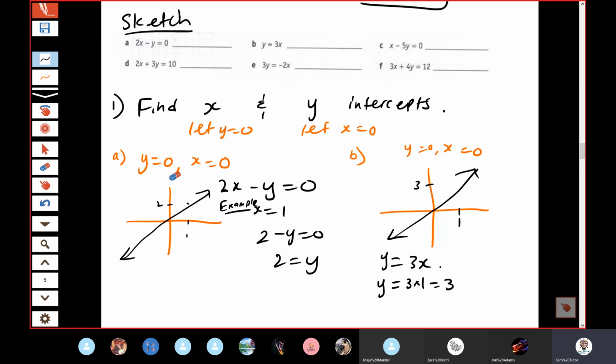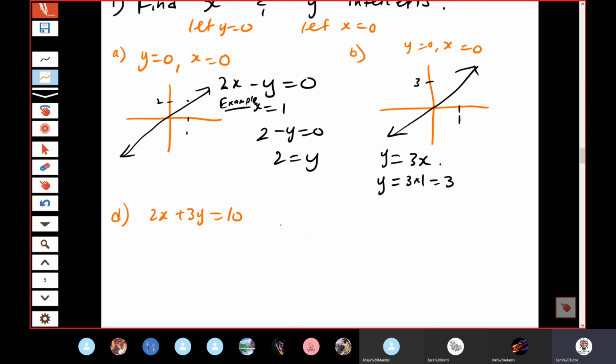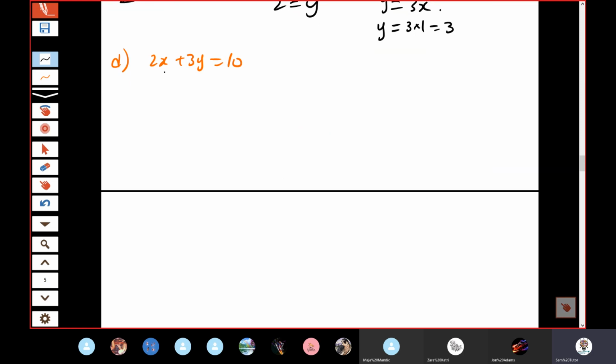Let's do D for a second. I want to show you something that you guys are probably more comfortable with. D, 2x plus 3y equals 10. Again, find x-intercept. X-intercept, you let y equal to 0. So the y value is 0. So that looks like this. 2x equals to 10. Yep. When y is 0, 2x equals 10.